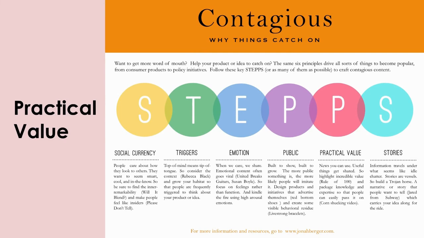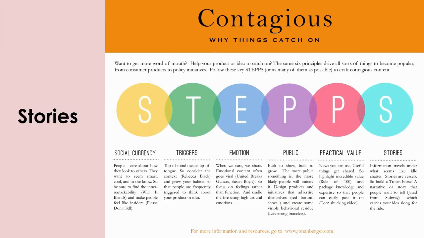Practical value. Things that provide practical use for information are likely to get shared. For example, a tip sheet on buying a new home will likely get shared with a friend who is looking to buy a new home. Stories. People tend to think more in terms of narratives than in terms of facts. Embedding a brand message in a story with a beginning, middle, and end is more likely to be remembered and shared than a list of benefits.